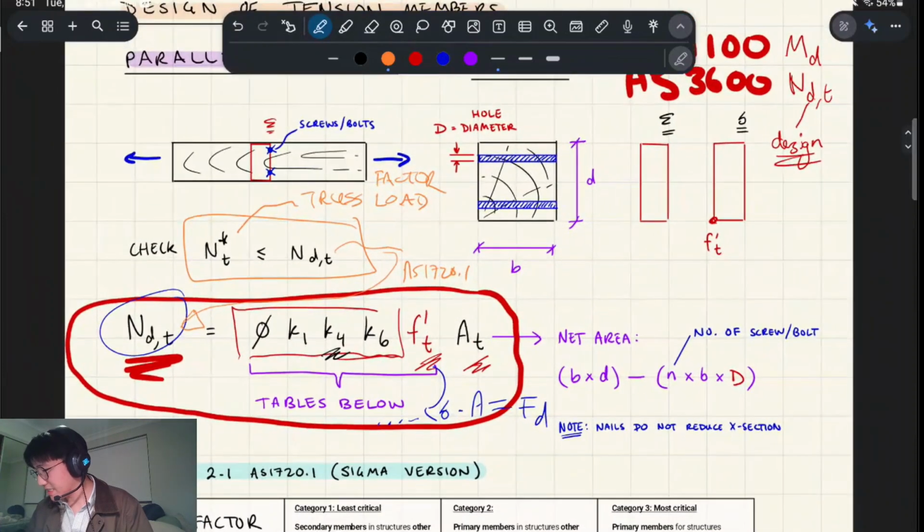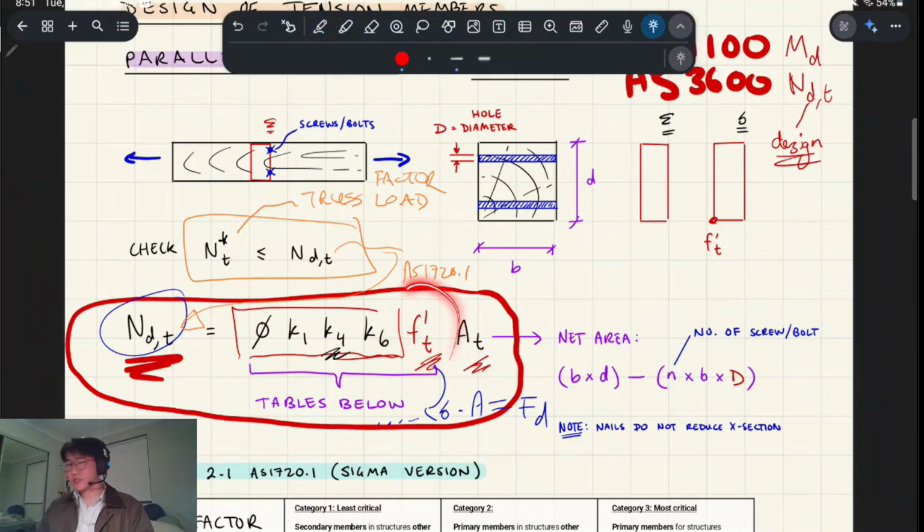Yeah, so we'll break it down. I've explained the K factors and the capacity reduction factor. F-T is your strength, your pure tension strength, which I briefly touched on, and this will be different depending on whether you're using MGP or F-grade timber, etc.